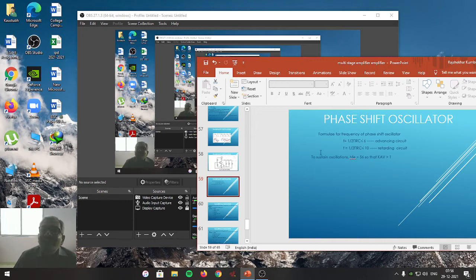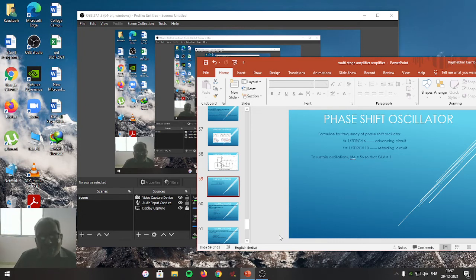For the second condition, we can say if we adjust the current gain of the BJT used in the phase shift oscillator to 56, then KAV becomes greater than or equal to 1, which is the second condition of the Barkhausen criteria. Thus, the first and second conditions are both satisfied by the phase shift oscillator, at the cost of which it will sustain the oscillations with the frequency F is equal to 1 upon 2 pi RC into root of 6.